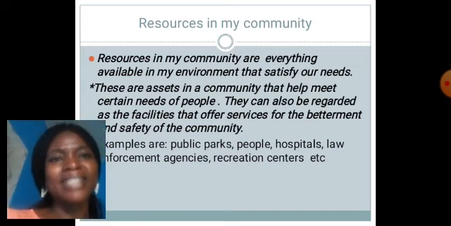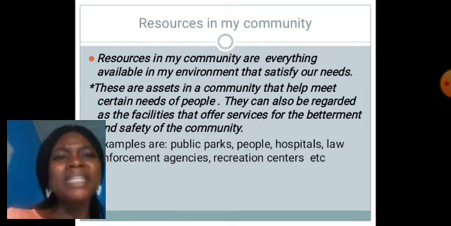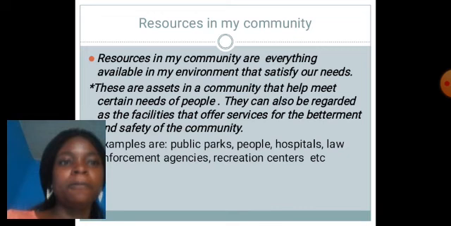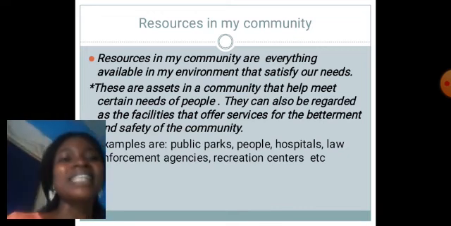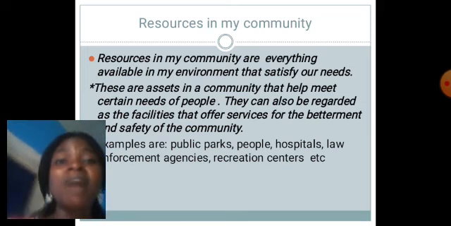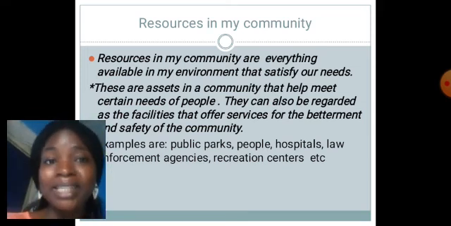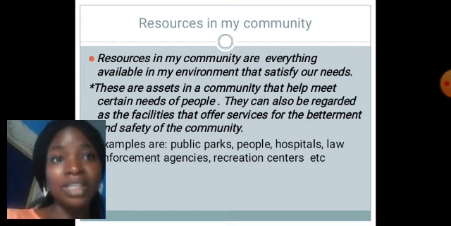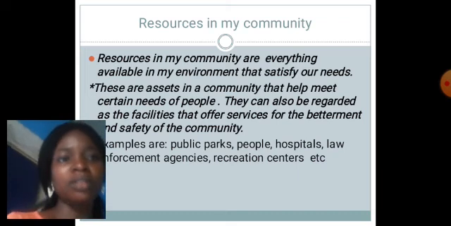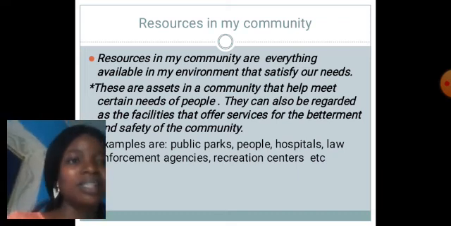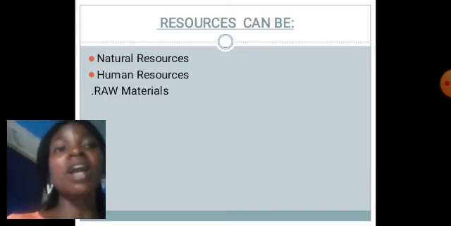We can also say that resources in our community are assets in a community that help us to meet certain needs of people. They can also be regarded as the facility that offers services for betterment and safety of the community. Whatsoever we use for the betterment and safety of the community is what we refer to as resources in the community. Examples are public parks, people, hospitals, law enforcement agencies, recreation centers, etc. We have lots of them.